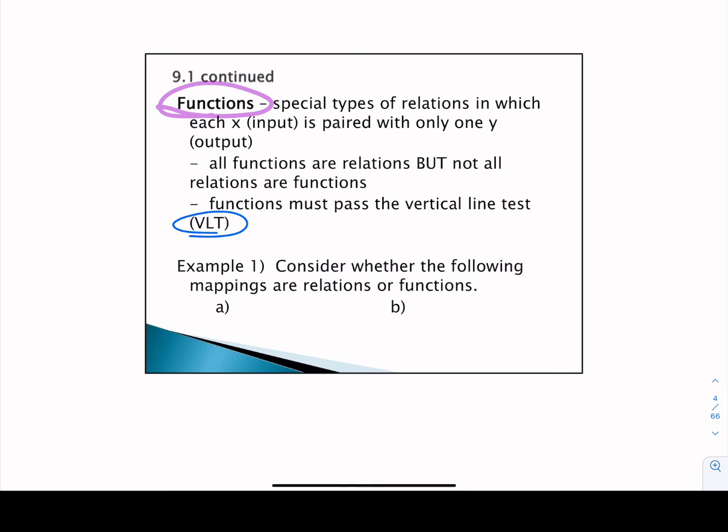So the example at the bottom of your page here says, consider whether the following mappings are relations or functions. So I'm going to draw some mappings of x's and y's with some arrows in them to show you how the x's and y's are joined, and then we can decide whether they are functions or relations.